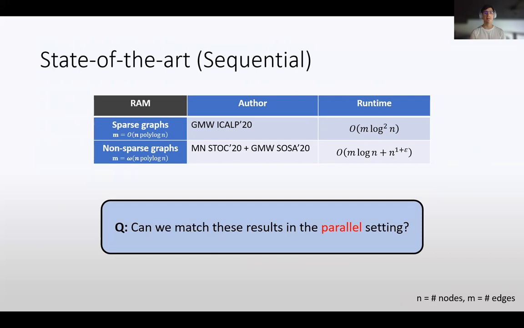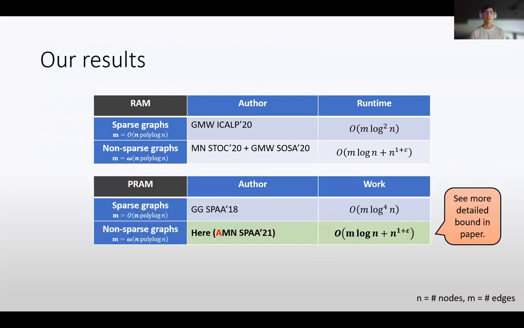The question that we set out to answer in this work is if these improved sequential running times can be matched in the parallel setting. In this work, we answer the question affirmatively. In the PRAM model, we improve Geissmann and Gianinazzi's algorithm by parallelizing the SOSA 2020 algorithm by Gawrychowski and others. Our result is highlighted here in green.